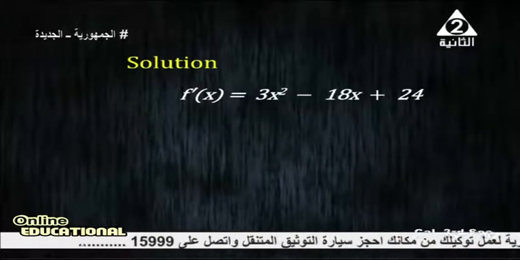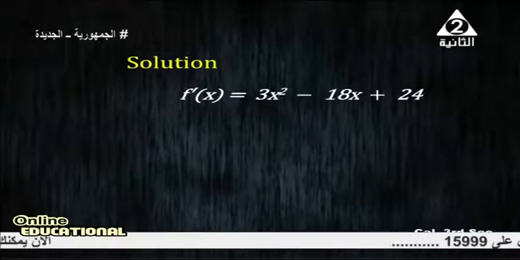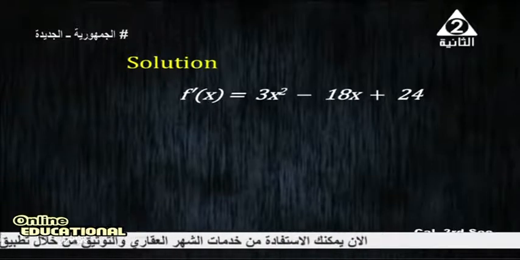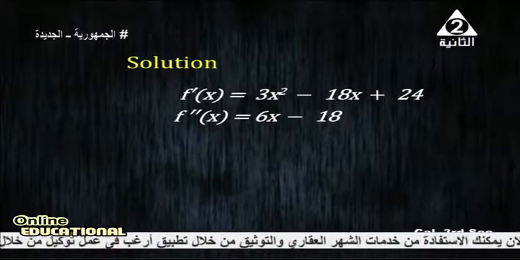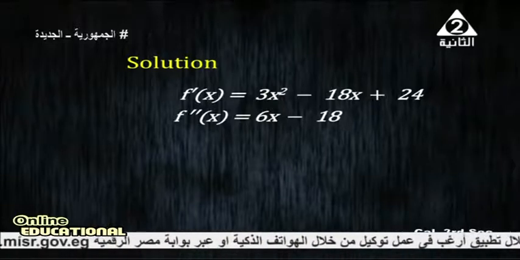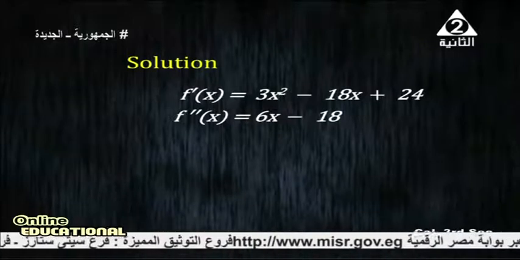Now, the first derivative of the function is 3x power 2 minus 18x plus 24. And the second derivative, f double dash x, equals: the derivative of 3x power 2 is 6x, and the derivative of negative 18x is negative 18.